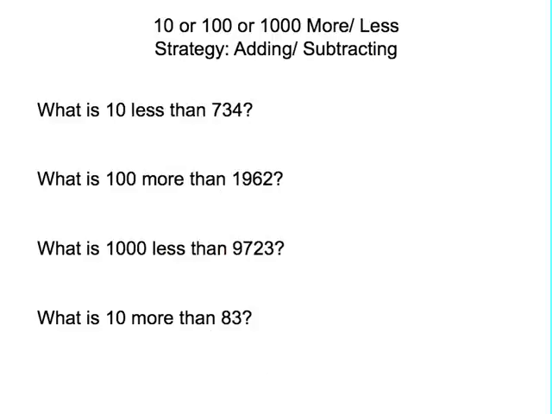For these next problems, I want you to solve them yourself, and I want you to try the strategy of adding and subtracting underneath. Pay close attention to what the word is saying, more or less, and really make sure that you're lining them up correctly. This is 10 less than 734, 100 more than 1,962, 1,000 less than 9,723, and 10 more than 83. Get a whiteboard to solve these problems, copy them down, then pause the video. You can play it again when you're ready to check your work.